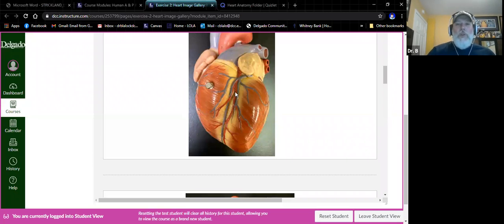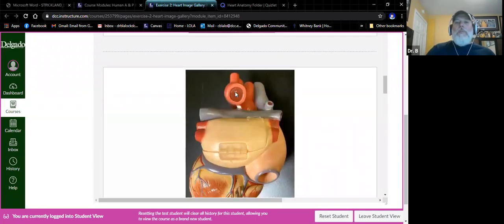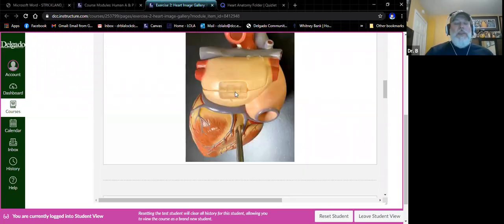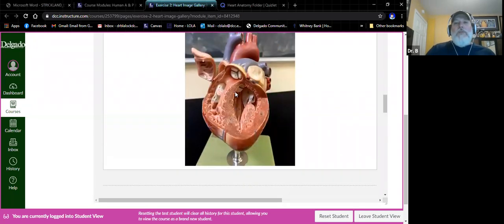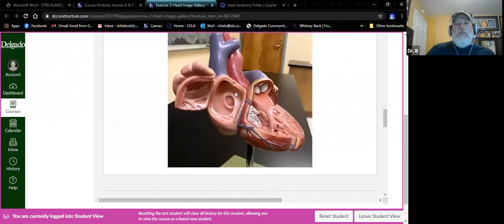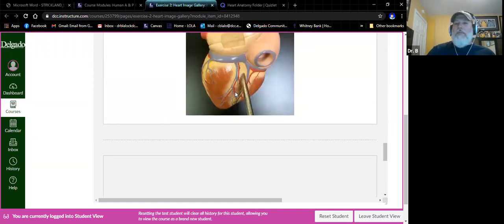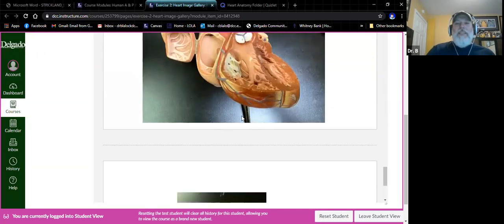So you can use the Quizlet pictures to help you label these pictures. But the Quizlet pictures are not likely to be what's on the practical. These would have a better chance of being on the practical, if that makes any sense whatsoever. So take that for what it's worth, but definitely take time to look at this.